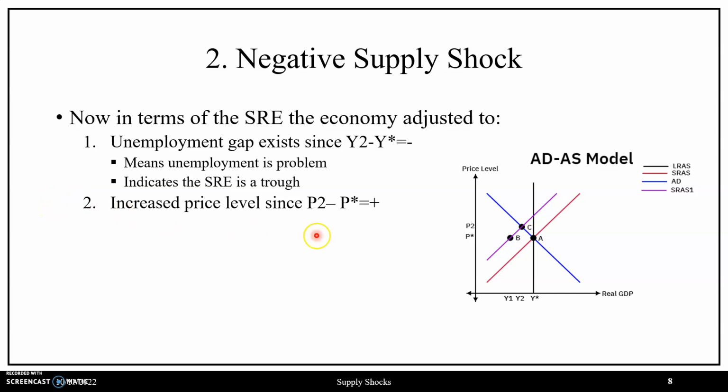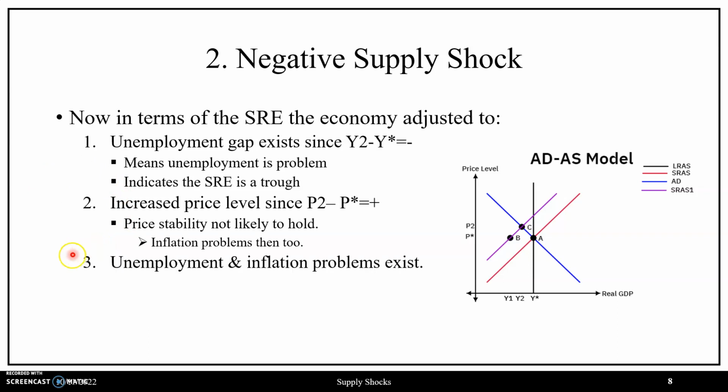Furthermore, now looking at the price level of this economy at point C, the price level is P2, which we see is strictly above P star. If we were to take the difference between the two, this would generate a positive number, which leads us to know that there's been an increase in the price level of this economy, such that there are price stability concerns, in terms of price stability not holding. So in terms of this economy, they also have inflation problems. Not only does this economy have an unemployment gap indicating unemployment problems, but also there are price stability concerns. And so unemployment and inflation exist in this economy.